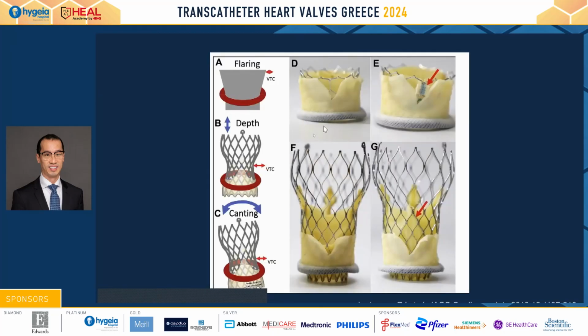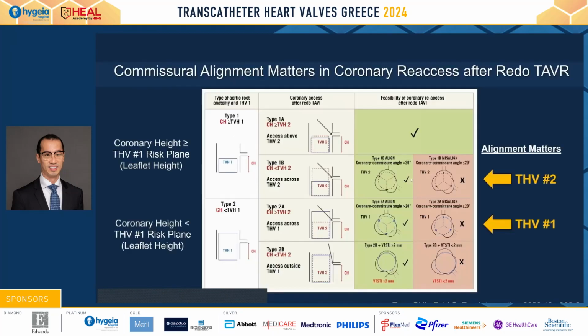Now, commissure alignment is also important for TAVI-SAFE because you can see here on panels E and G that even if you have leaflet modification, if you have a commissure post facing the split portion of the leaflet, you still have coronary obstruction risk. So clearly this is important for TAVI-SAFE even in the leaflet modification situation.